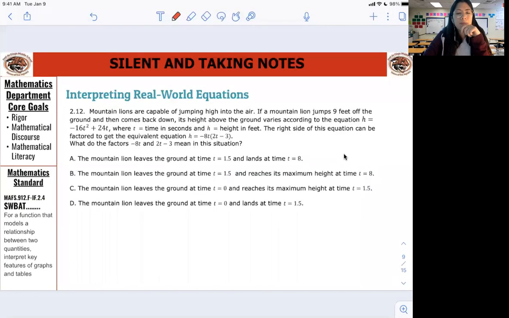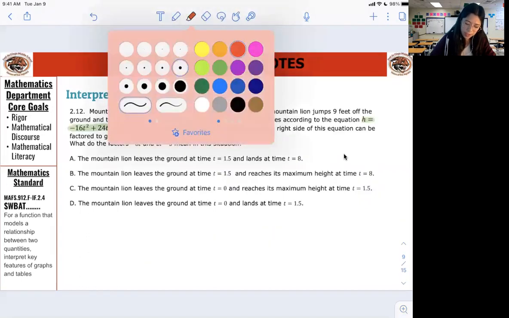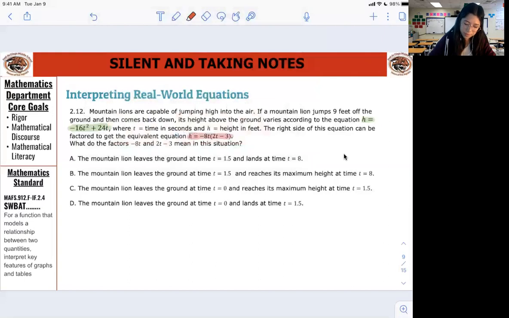h equals negative 8t parentheses 2t minus 3 parentheses. What do the factors negative 8t and 2t minus 3 mean in this situation? Awesome. Okay, there's a lot of information in this problem. A lot of information. So they give us two equivalent equations. So we have this one right here, and then we have this one right here.